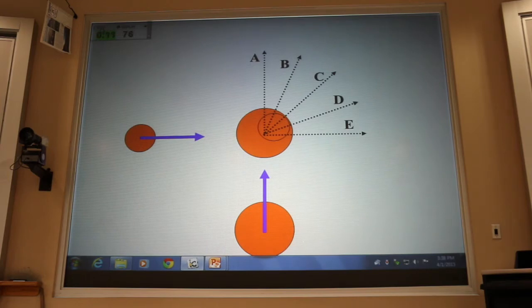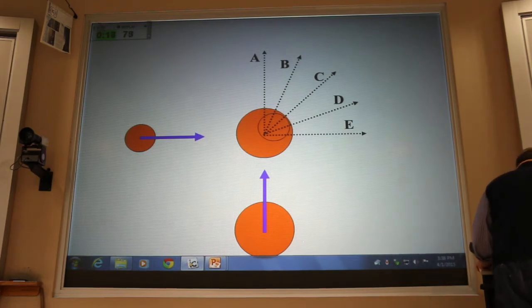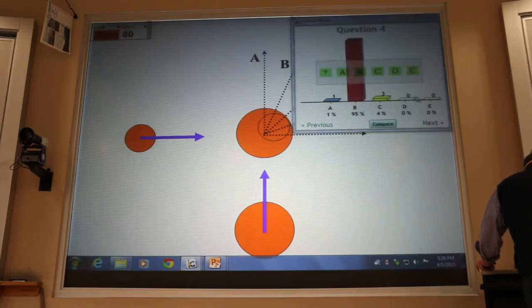I was going to say it's not rocket science, but yeah, it is. Good, B is the right answer. Thank you very much.